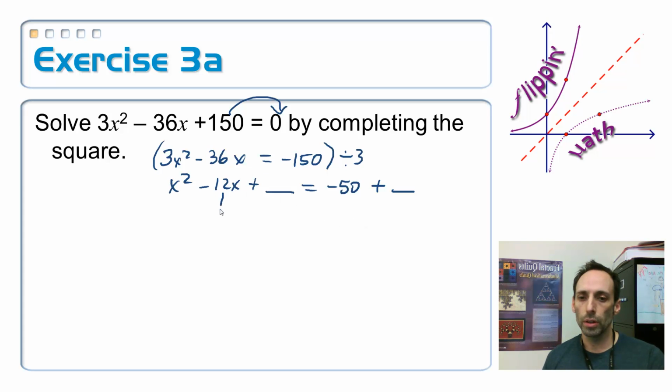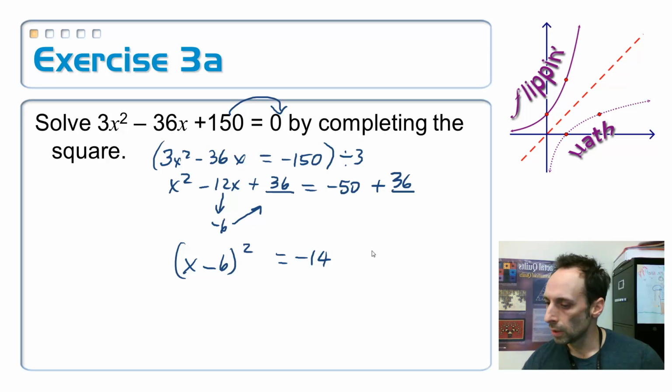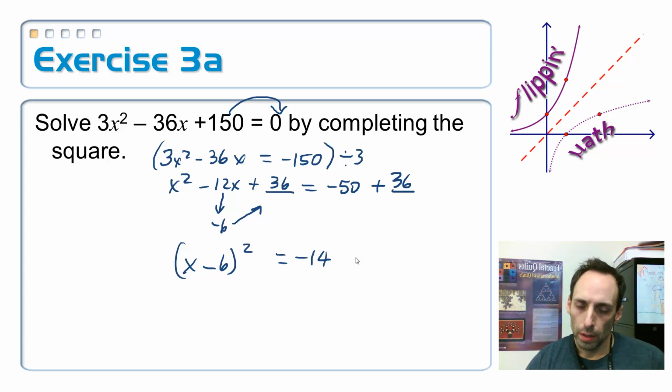So let's complete the square on the left. Take half of that number, I get negative 6. Square it, I got 36. If I add 36 to the left, I'm going to add 36 to the right. So on the left here I have x minus 6 squared is equal to, let's see, negative 14. Negative 14, I believe. Yep. Okay, and then what's the last step?